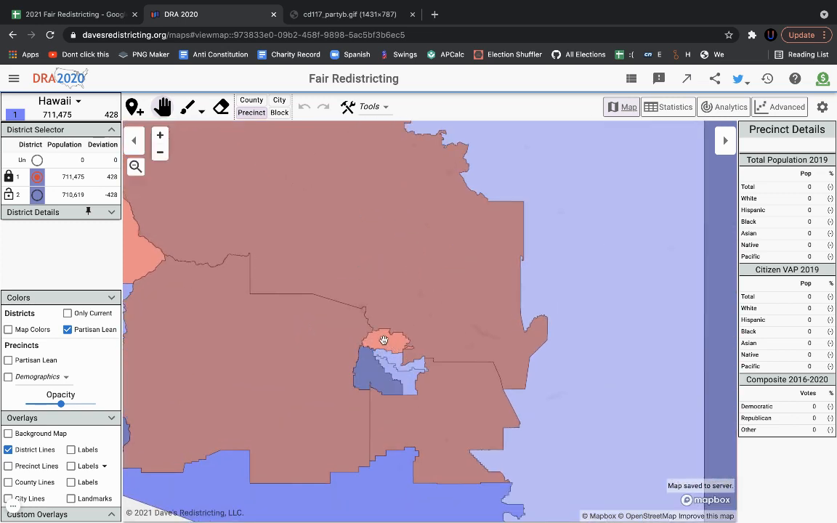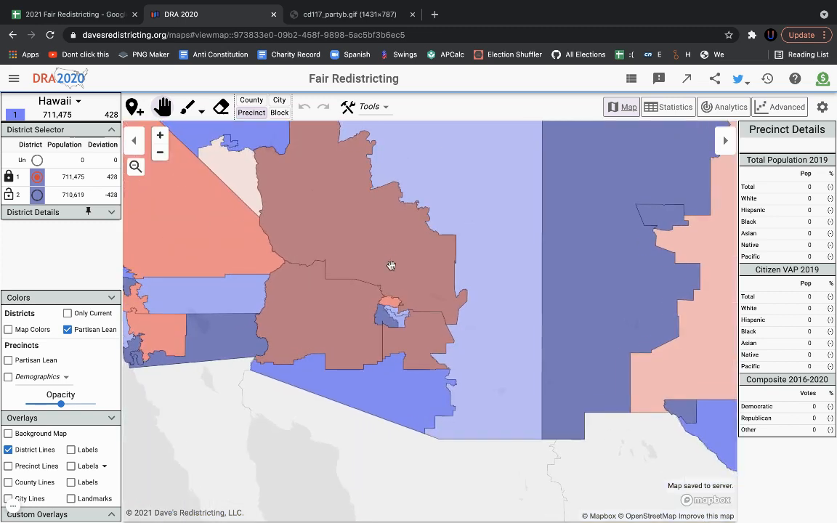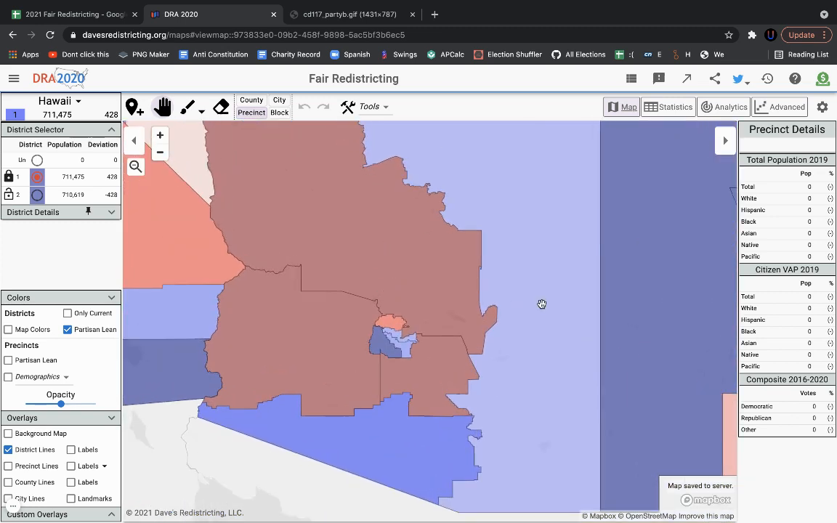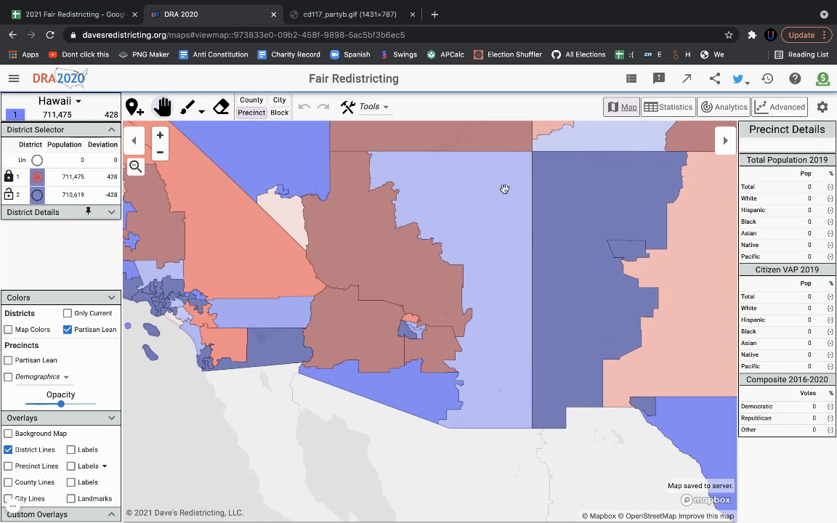Kyrsten Sinema would have narrowly lost. She would have lost it by under a point in 2018. So this is almost a 6-3 map, definitely a 5-4 map. Then you have the Native American reservations up here being in this district, while not packing the ones over here.